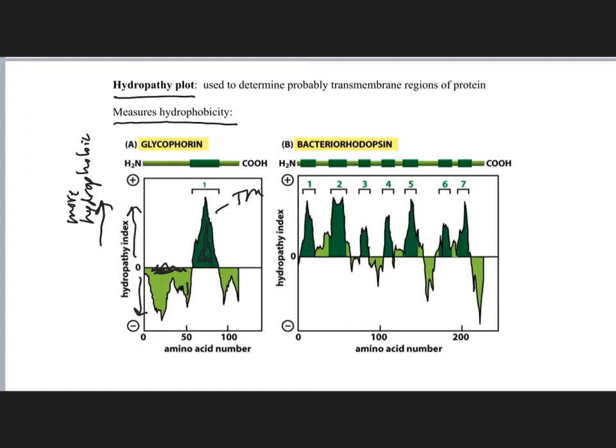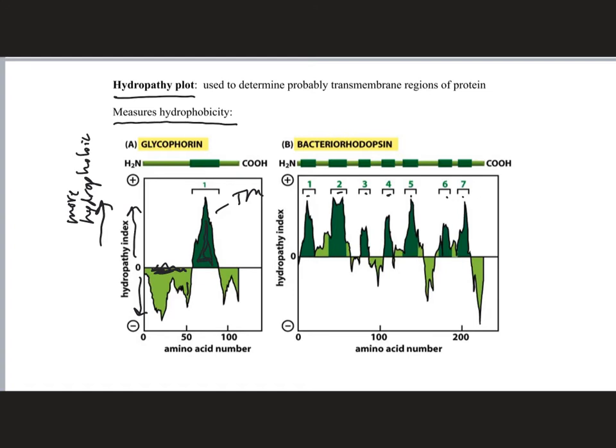So if we look over here in the bacterial rhodopsin, how many transmembrane domains does this have? Well, we can look at the hydropathy plot and it probably has 1, 2, 3, 4, 5, 6, 7. It has 7 regions with pretty high hydropathy. And so that's 7 nonpolar regions. It's probably a 7-pass transmembrane domain with alpha helices.